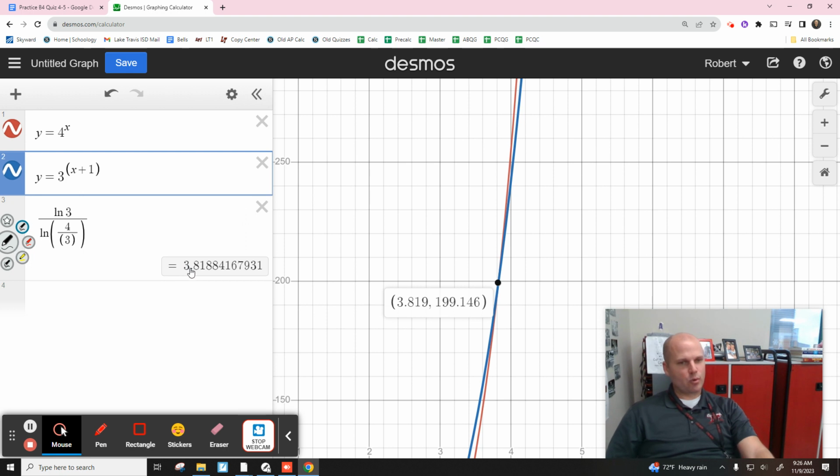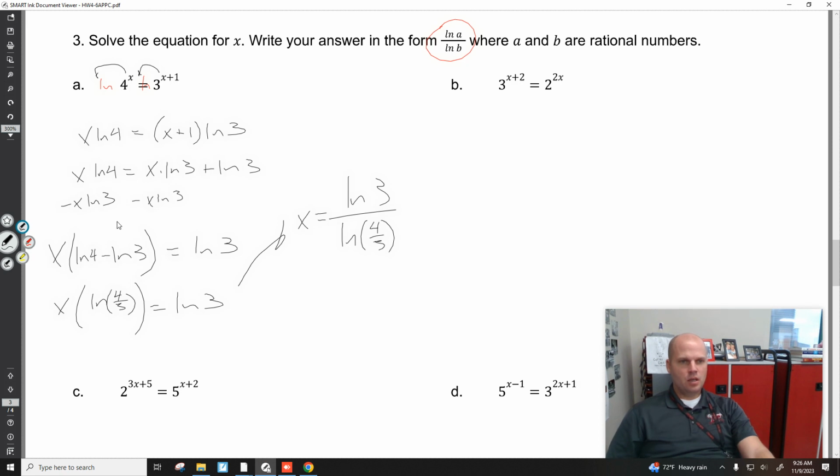It's exactly 3.81884167931. This is the answer we're looking for. This is the answer you have to find. It has the understanding of amounts of x's, log 4 minus 3 amounts of x's. These are great to practice because a lot of students really just struggle on them.